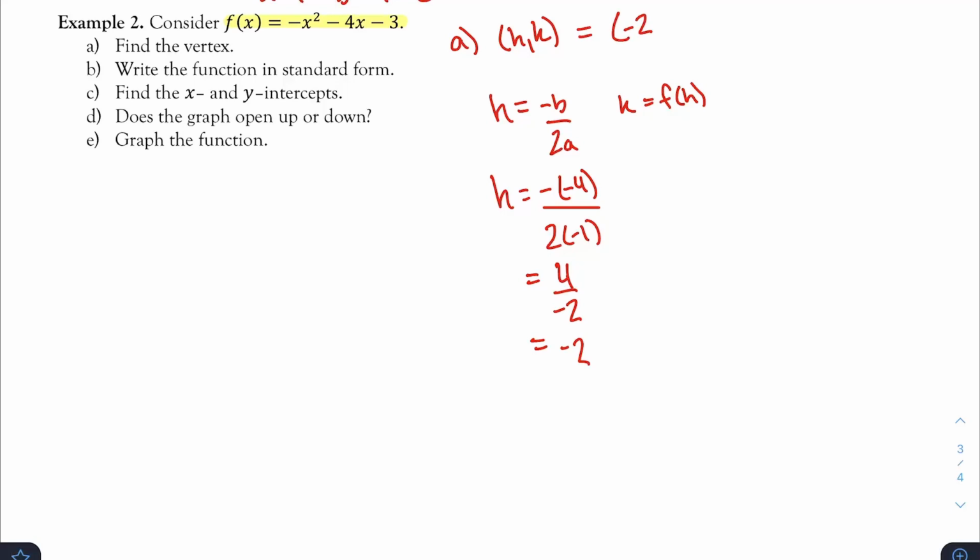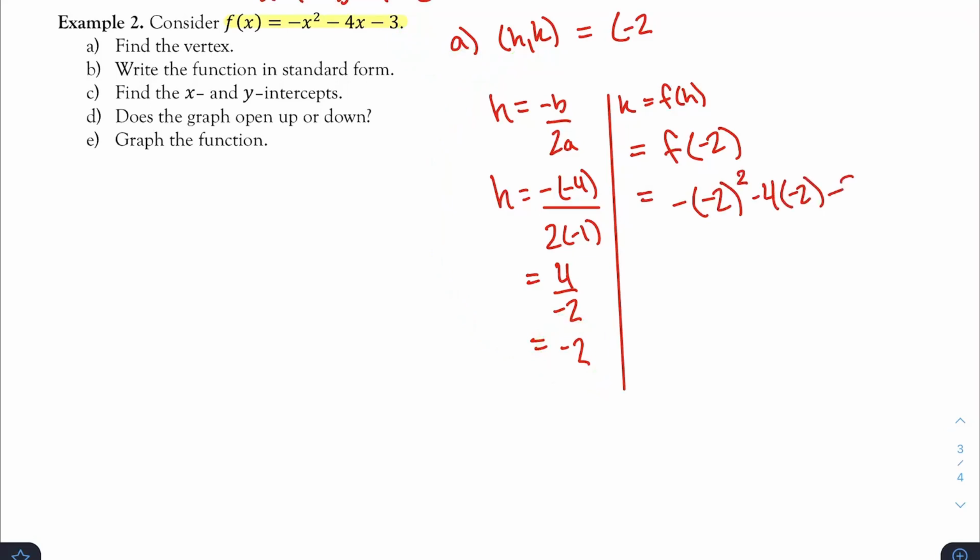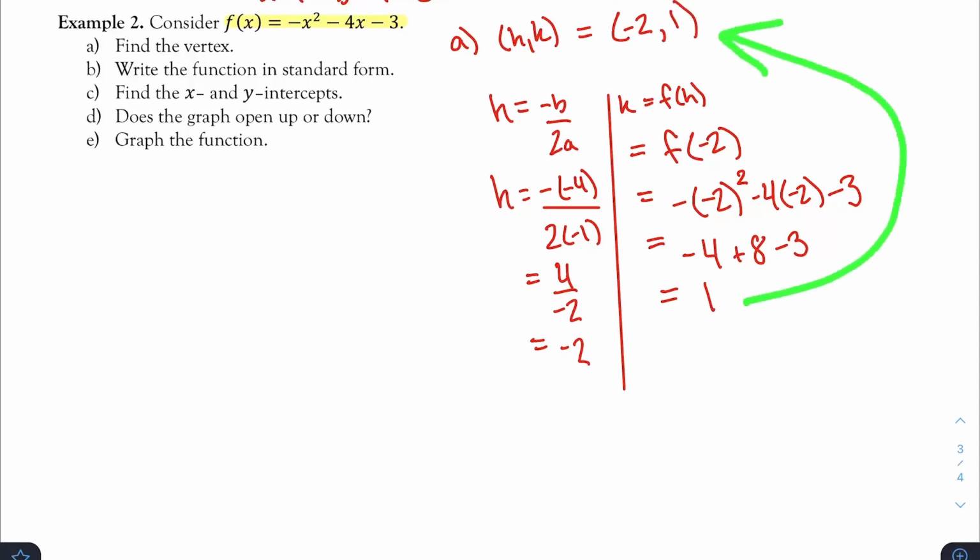Now, if I want to find k, I must take my h value and plug it into my f of x function. So in other words, I want f of negative 2. If I plug this into my original function, I get negative 2 squared minus 4 times negative 2 minus 3. Cleaning this up, I get negative 4 plus 8 minus 3, which simplifies into negative 4 plus 8, we get 4 minus 3, we get 1. Hence, my vertex is the point negative 2, 1.